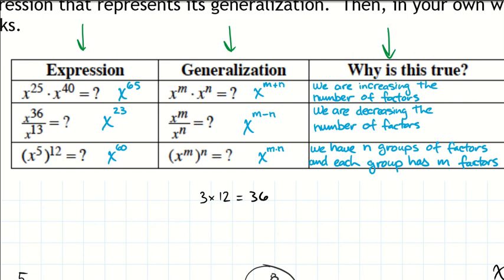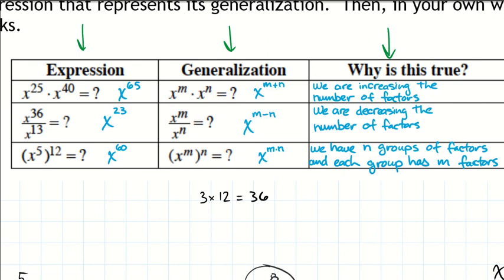The next one, it says x to the 36th over x to the 13th. That ends up being the difference in those factors. If I was to write all those out, 36 factors of x over 13 factors of x, 13 of those factors of x below would group up with 13 above, and I would be left with a difference of 23. So you can see, I just wrote down, we are decreasing the number of factors. So I've got x to the m over x to the n, and I just take m and subtract n.